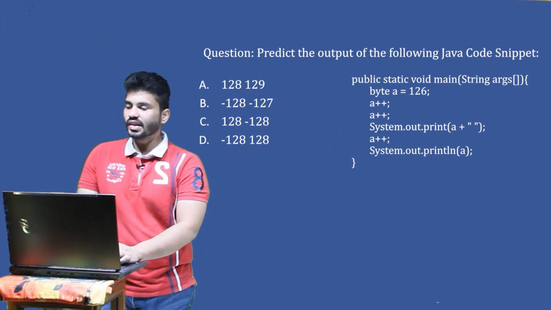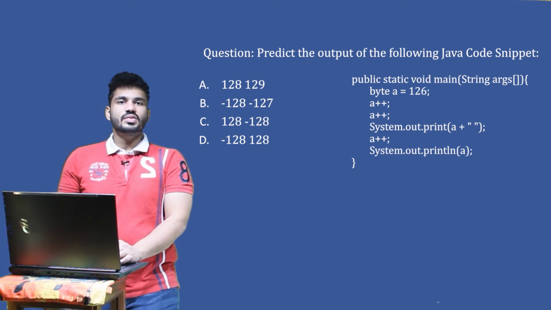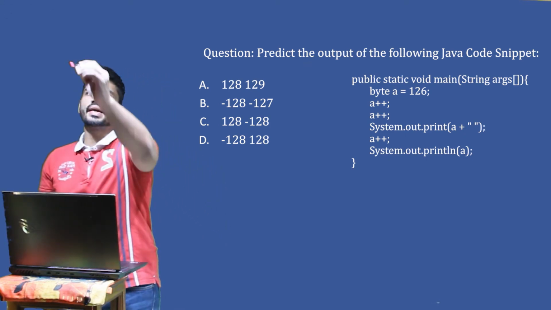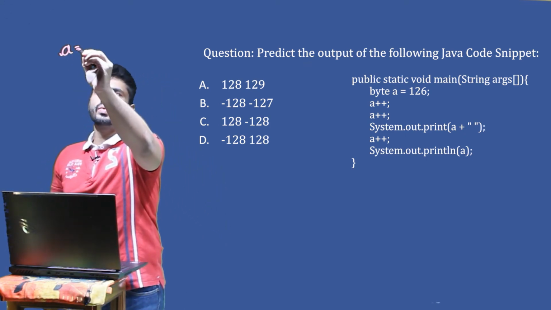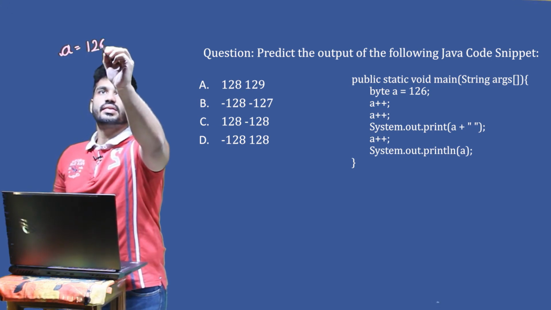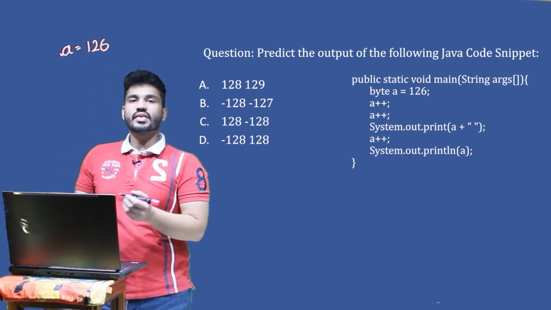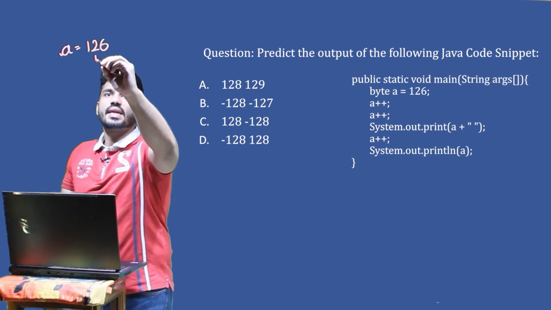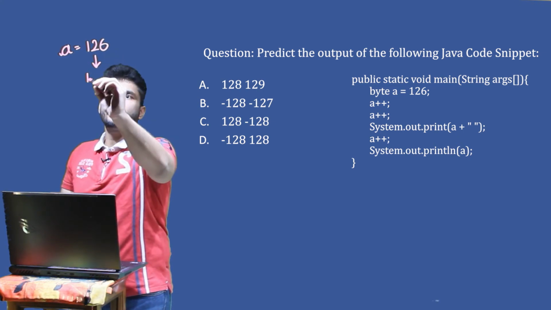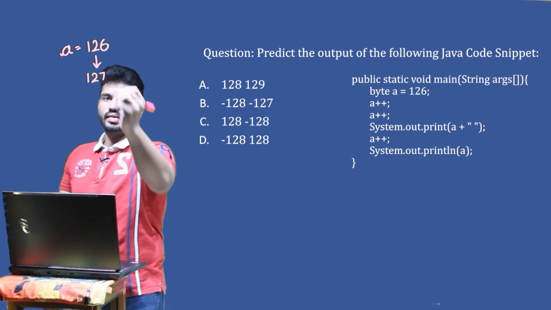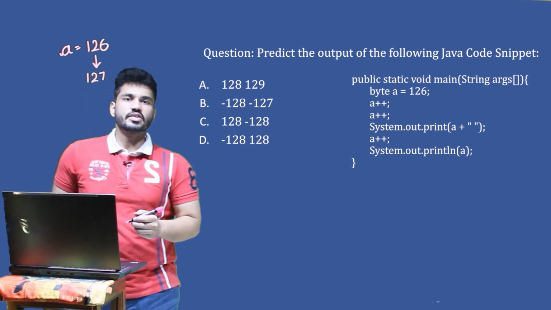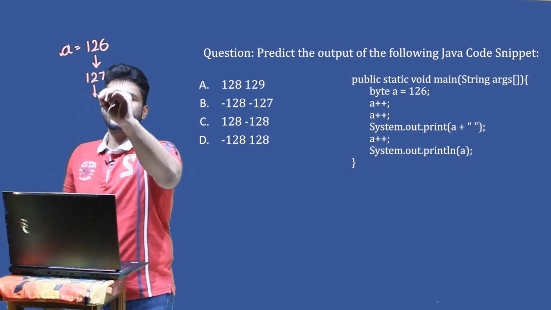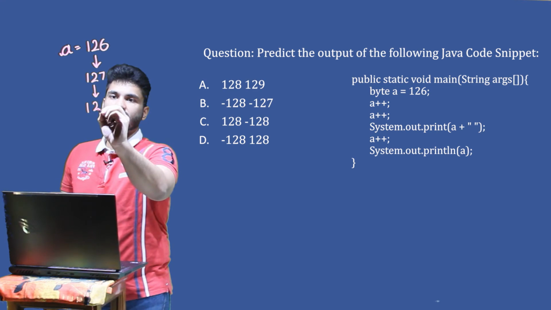Let's move on to the MCQs. The first question is, predict the output of the following Java code. In the first line we have a byte variable a and we have assigned it the value 126. In the next line we have a plus plus. So adding 1 to 126 we get 127. Further we have another a plus plus. So 127 should logically go on to become 128.